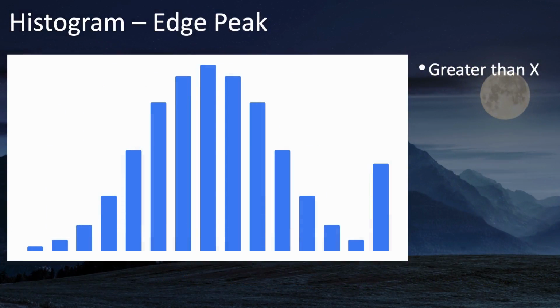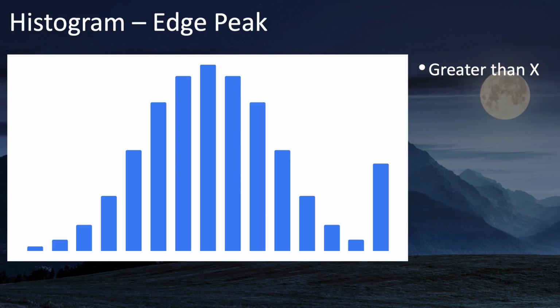A histogram with an edge-peak distribution can have a normal distribution like this one, or any other type of distribution, such as skewed or bimodal. But what's characteristic about an edge-peak distribution is that it has a peak on the far edge. It's always on the very edge, but it can be either the far right or the far left.